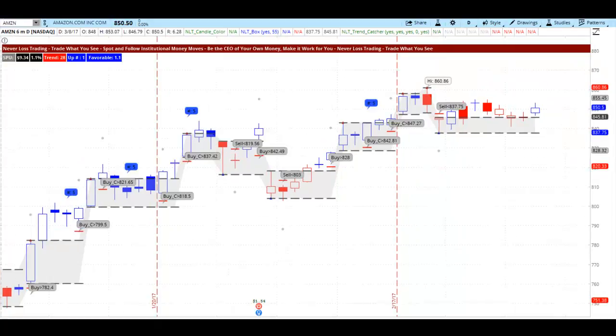What we did now is we added the Never Lost Trading trend catching indicator. It helps you find multiple entries within the price development of an underlying and gives you the opportunities. And what we do now is we take good trades and bad trades together, because nothing works 100%, but we want to show you what high probability means on an actual example.